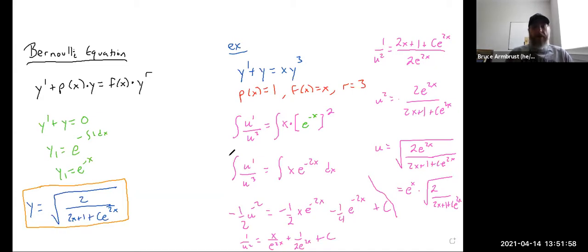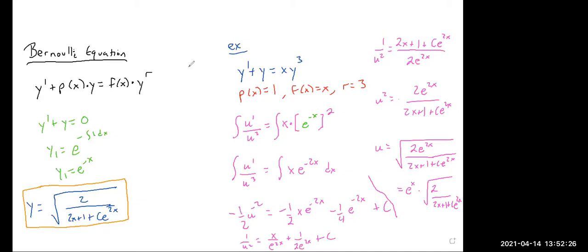So if you've got something that's Bernoulli, my recommendation is literally do what I did. Write out, here are the different pieces. And then you can put them into your form, because the form is always the same for the separable. It's always u prime over u to the r. And the other side is going to be f of x times y1 to the r minus 1.